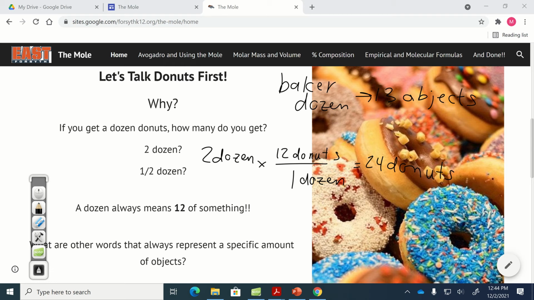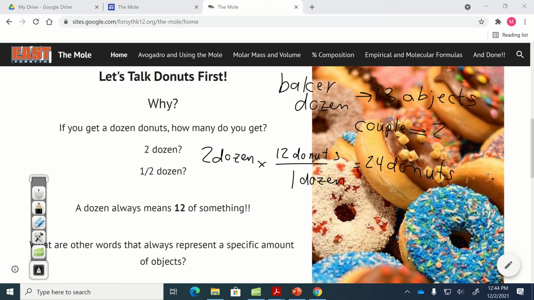But we have other words that are that way. We have the word couple, okay? Couple means 2 of something. You don't say, give me a couple of hot dogs, and somebody hands you 7 hot dogs. You'd be like, I said a couple, okay? There are other words out there that, again, represent particular values.